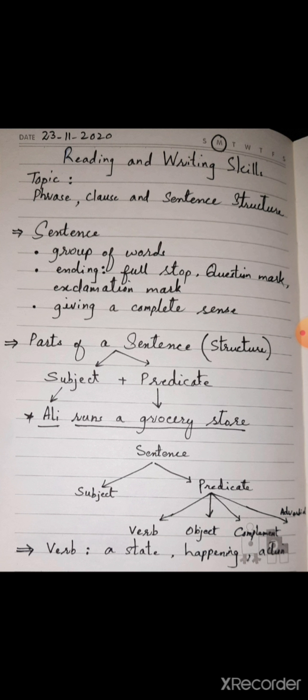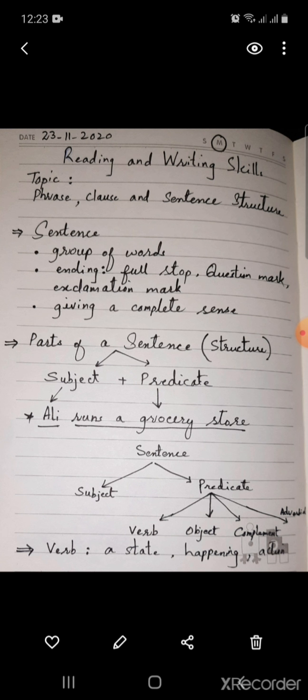Essentially, a sentence is a group of words, and the second thing is that it ends either on a full stop, a question mark, or an exclamation mark. But we have to add that it must give us a complete sense. So the complete definition of a sentence is that it is a group of words which ends at a full stop, a question mark, or an exclamation mark and gives a complete sense.